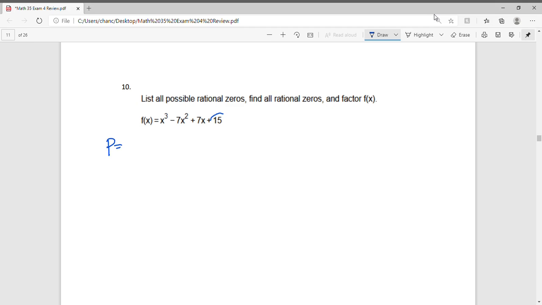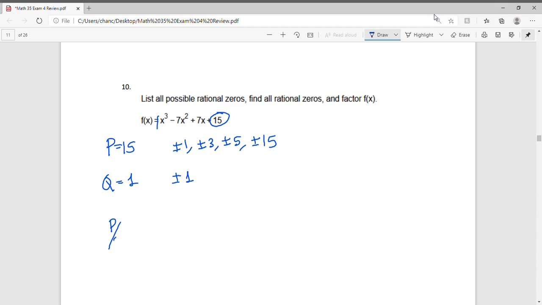p is 15, and all of the factors of 15 are plus or minus 1, plus or minus 3, plus or minus 5, and plus or minus 15. q is our leading coefficient, that's a 1. And all the factors of 1 are just plus or minus 1.